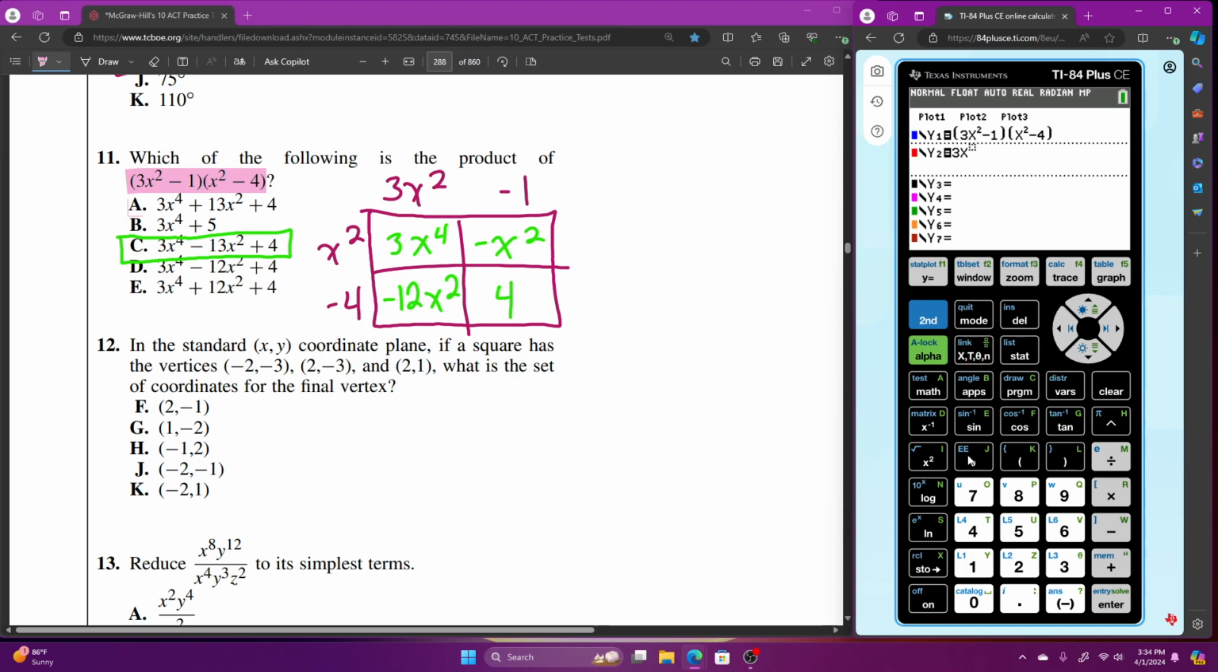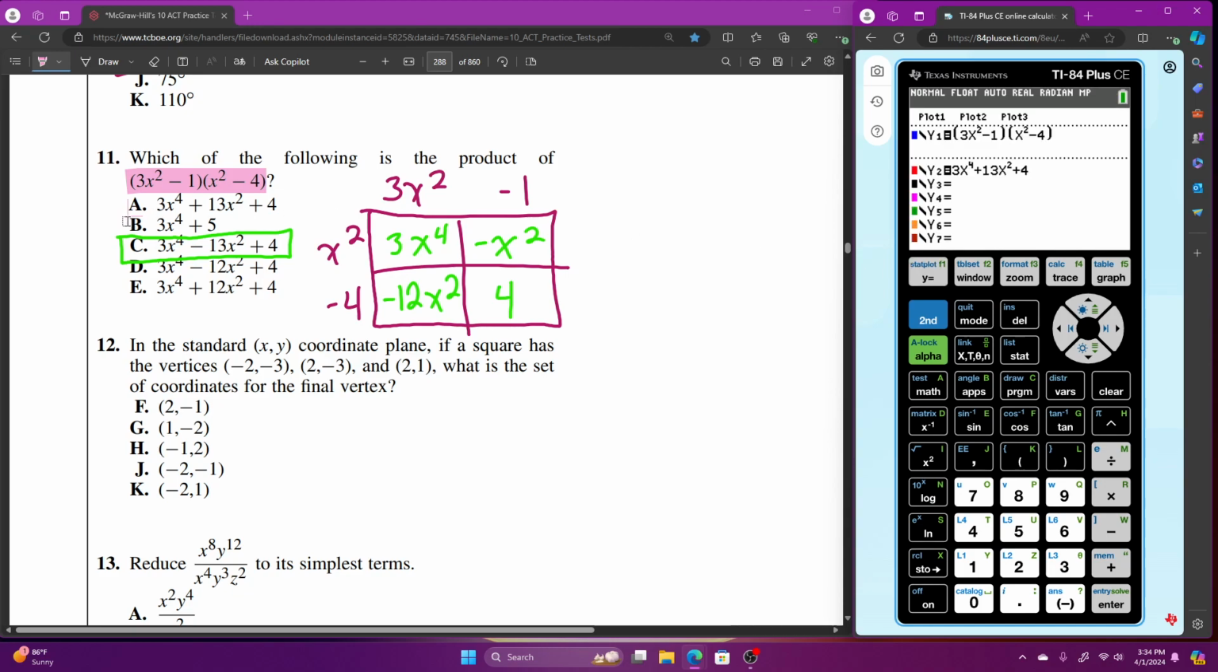3x to the power of 4 plus 13x squared plus 4. Graph. And you can see on this calculator, because it's the color edition, that the two graphs do not match. My equation from the question is blue, and my equation from the answer is red, and they're not the same graph. So I'm gonna come back over here.